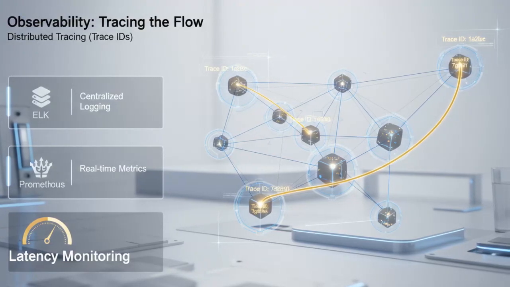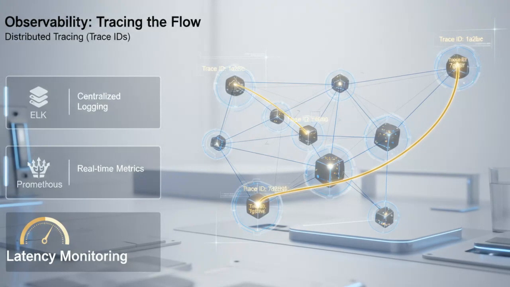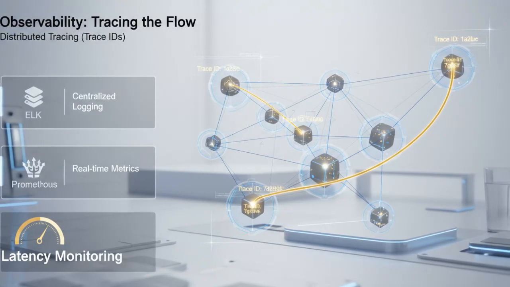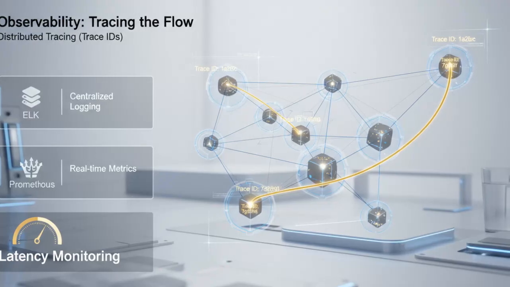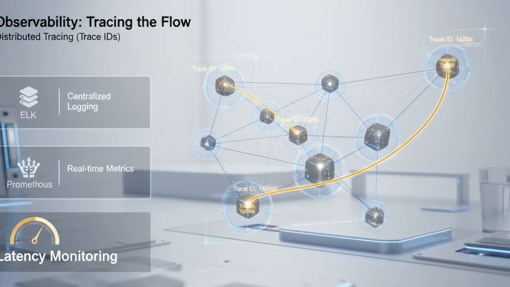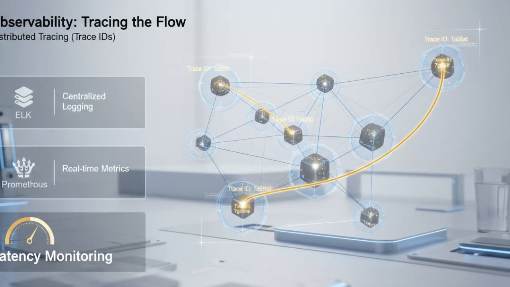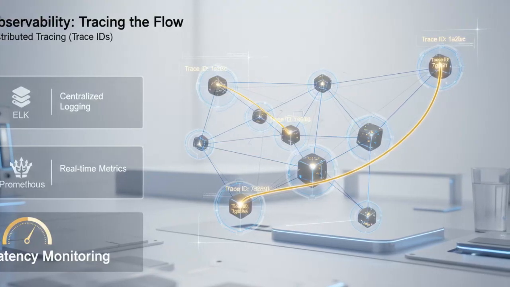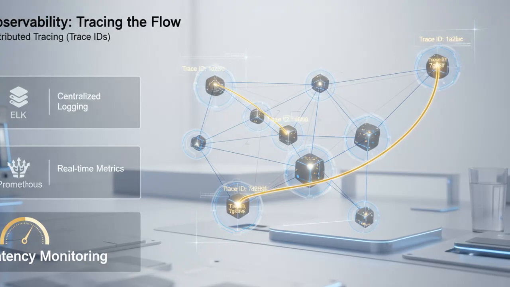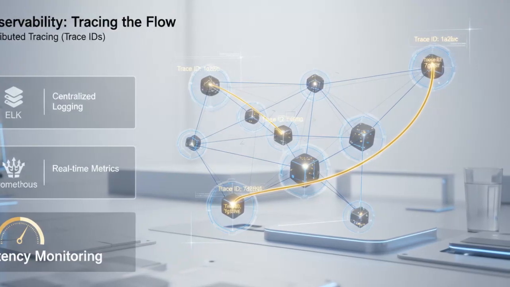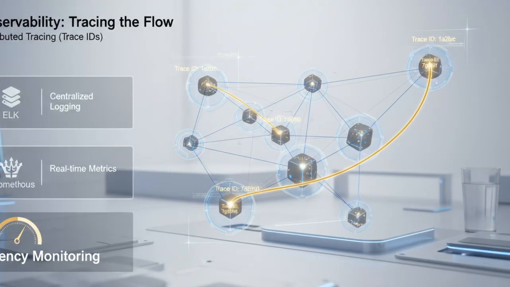We use distributed tracing, like Jaeger, to assign a trace ID to every request, allowing us to see its entire journey across the network. Centralized logging, like the ELK Stack, gathers logs from all services into one searchable dashboard. Finally, metrics, like Prometheus, provide real-time data on CPU, memory, and error rates. Together, these tools give architects a god's-eye view of the system's health and performance.